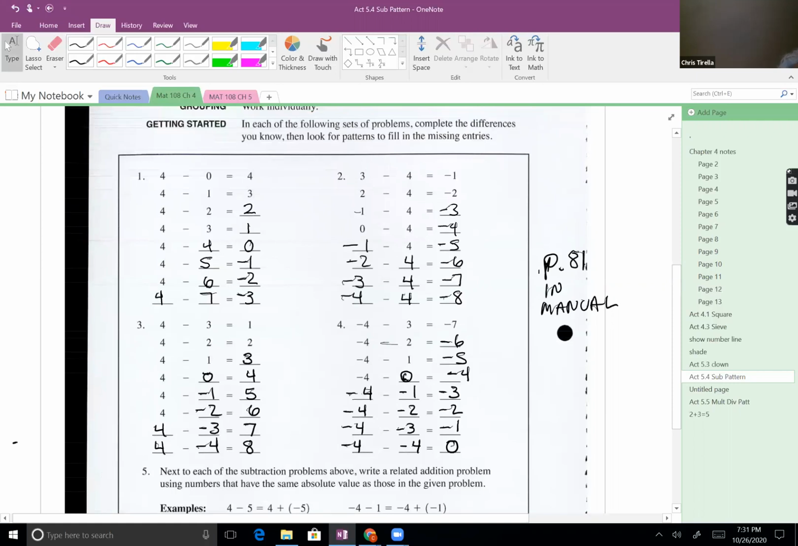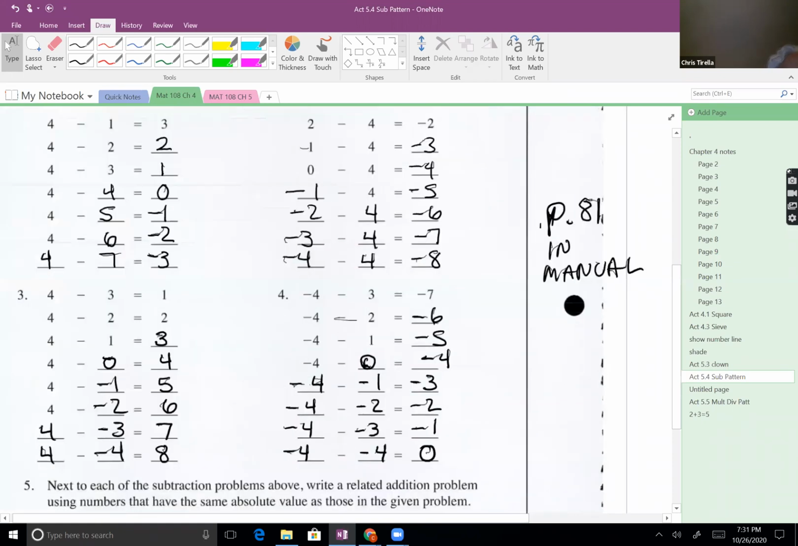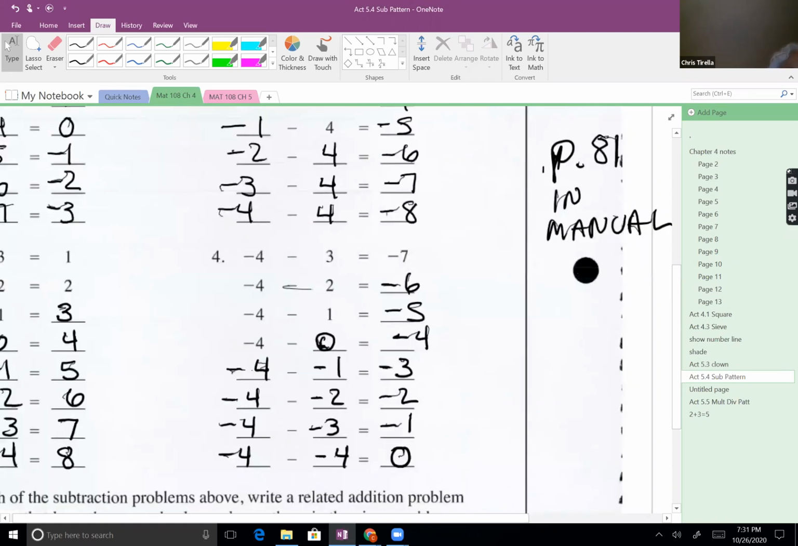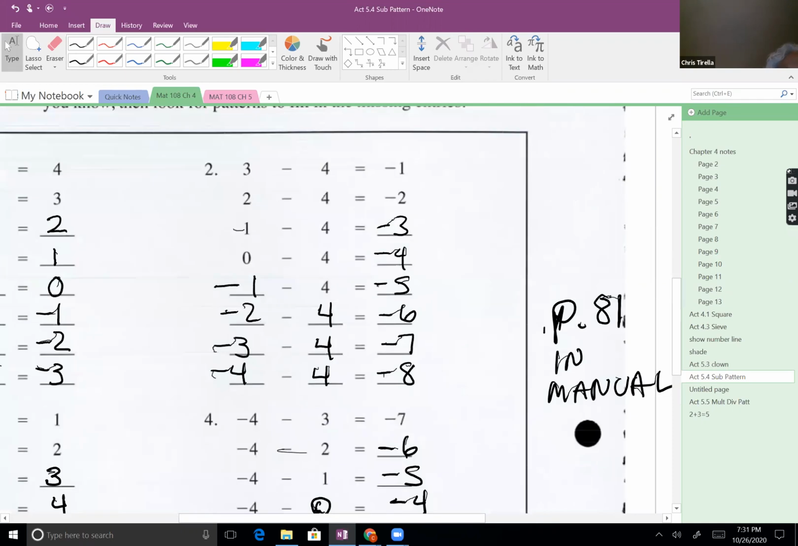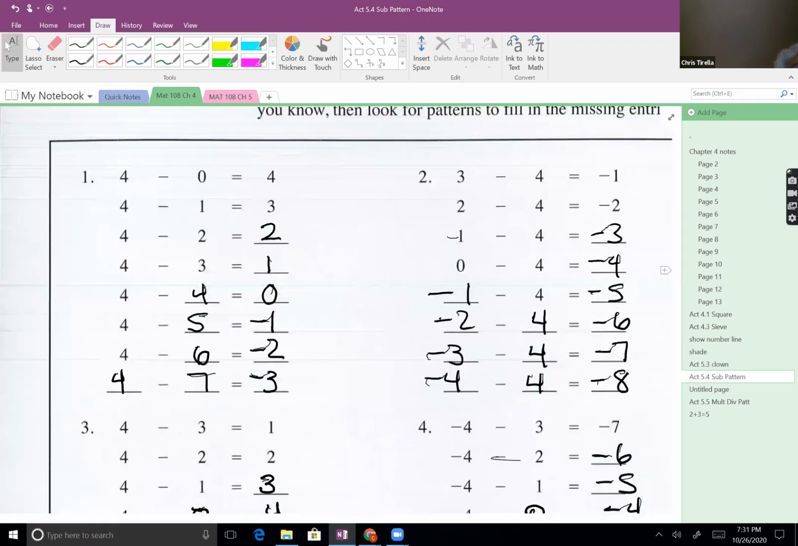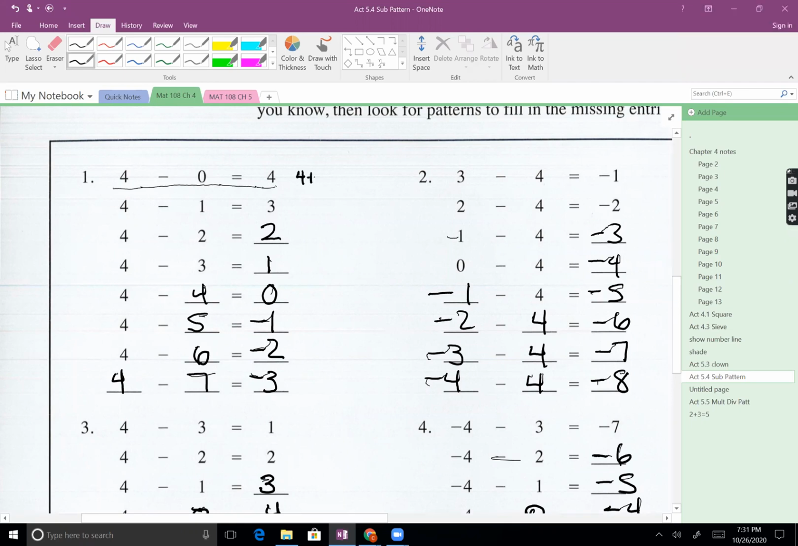Huh. So over here, I'm going to try to make this a little bit bigger, so I have a little bit more writing room, because I am elephant printing today. Over here, 4 minus 0 is 4. That would be 4 plus 0 is 4.